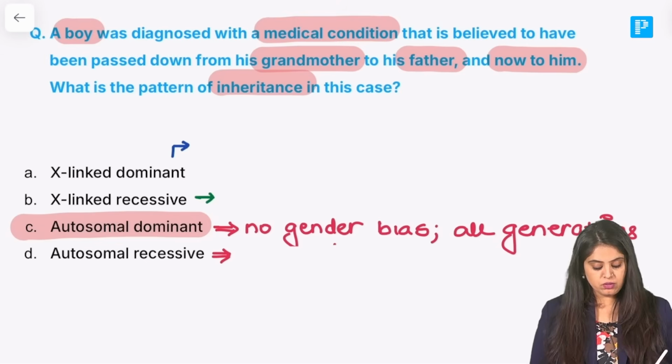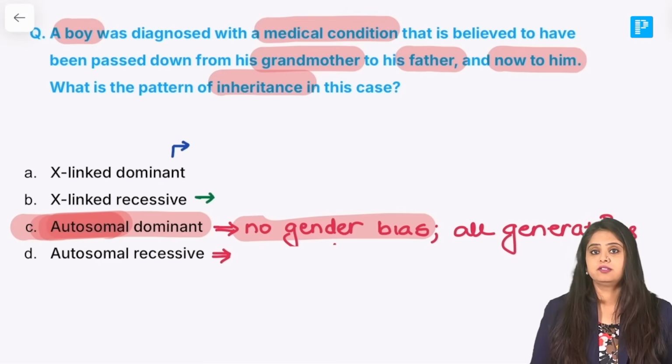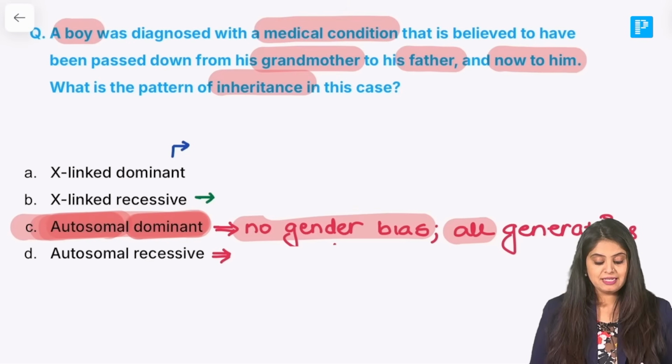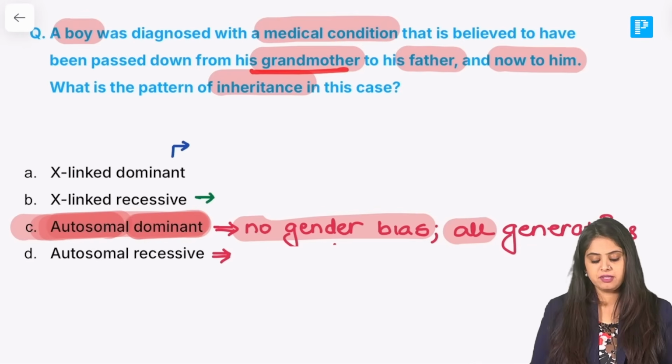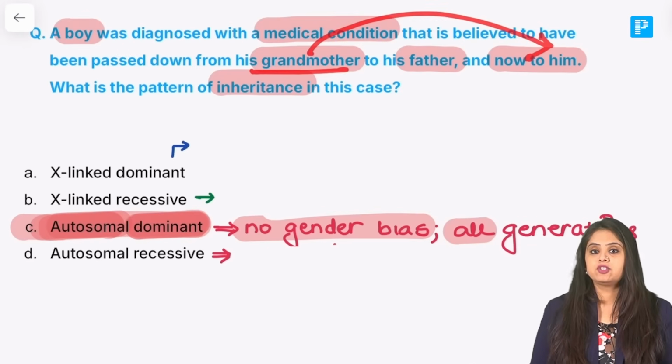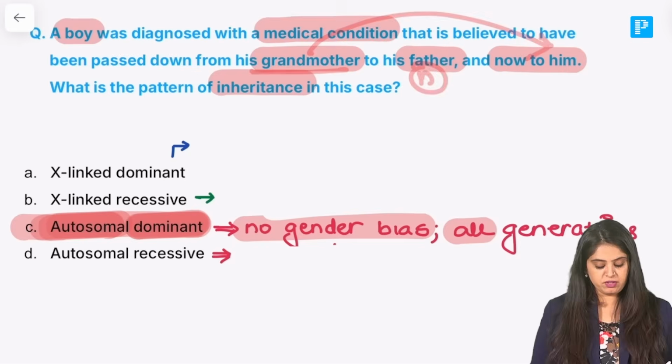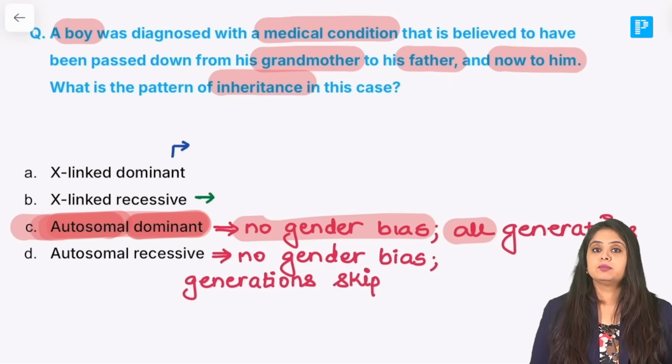Please note, autosomal tells me that this will happen in every gender. It's nothing to do with gender. Dominant will tell me that this will happen in every generation. Yes, if they would have said that, okay, it's no gender bias, but generations are being skipped. After the grandmother, it has straight away come to the grandchild. The father is normal. If skipping would have been there, I would have thought of autosomal recessive.